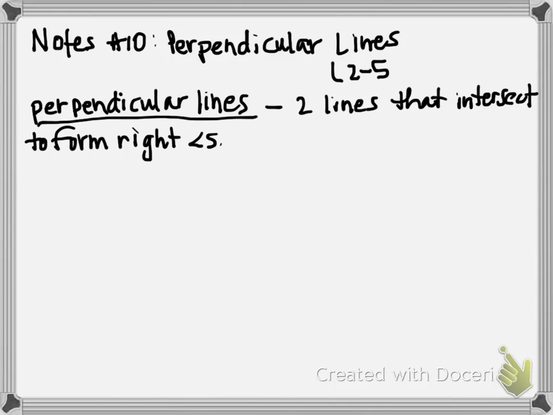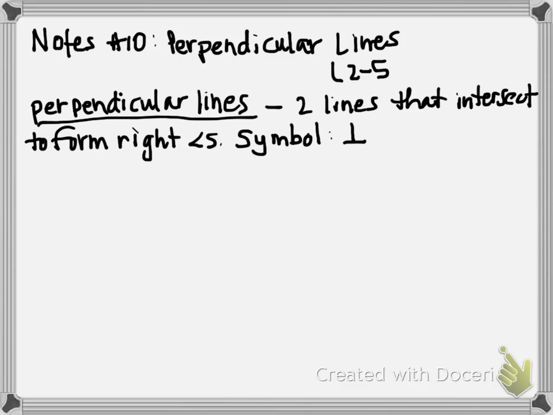It does not say two lines that create 90-degree angles. Okay, that's a whole different step based on the fact that I know some information about right angles. So, a tidbit, a detail that's super important in our class: what is the symbol of perpendicular lines? It is an upside down T.